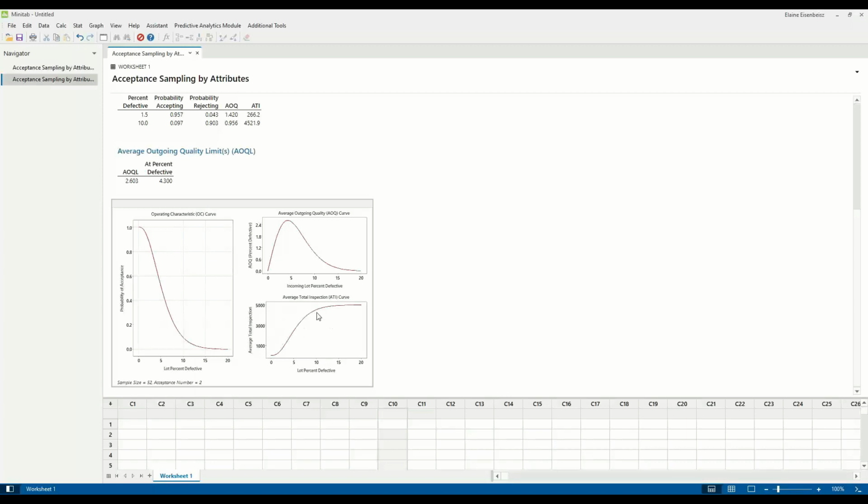Well, if you have Minitab, you can hover over it. It does this to me. It's like, oh, come on, where are you?